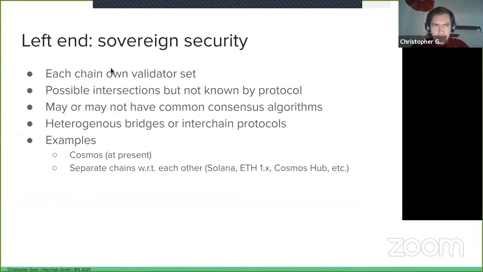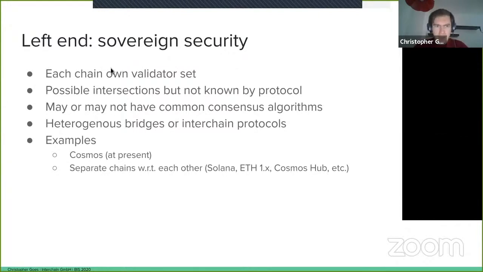So the first end of the spectrum, as I alluded to already, is sovereign security. And this is the model used initially by Cosmos. You can think of it as different, completely separate chains, using different code bases, different consensus algorithms, but having some kind of cross-chain message passing in place with respect to each other.